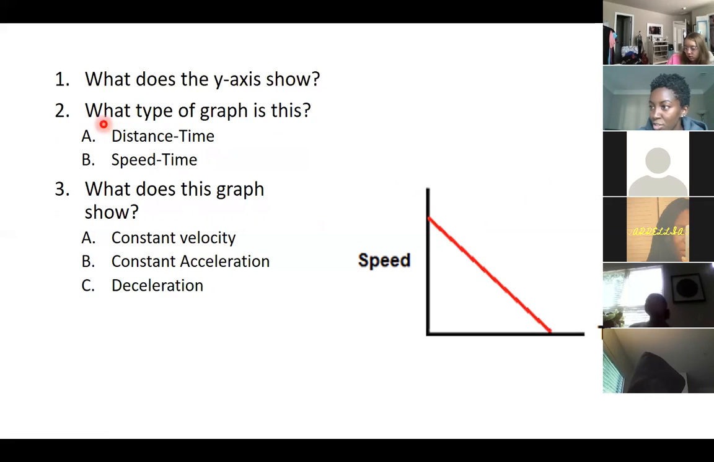Somebody can take 1 and 2, anybody? Speed and speed time. Speed and speed time, very nice. So is this showing, we've got to think about it. Let's let everybody think about it for a second. It's either constant velocity, constant acceleration, or deceleration. 5 seconds. I see lots of answers in the chat, very nice.